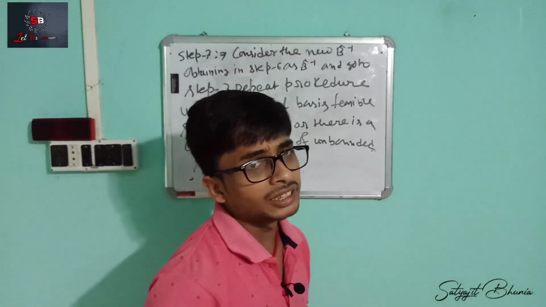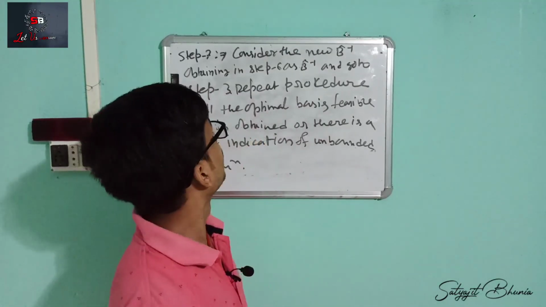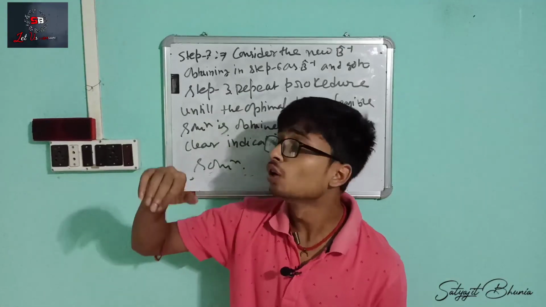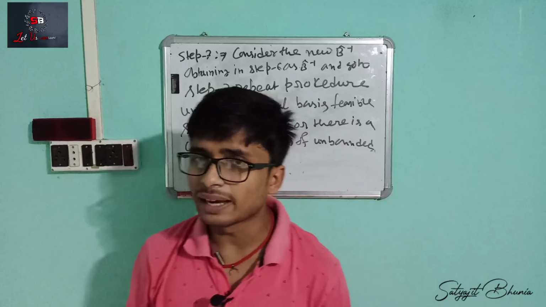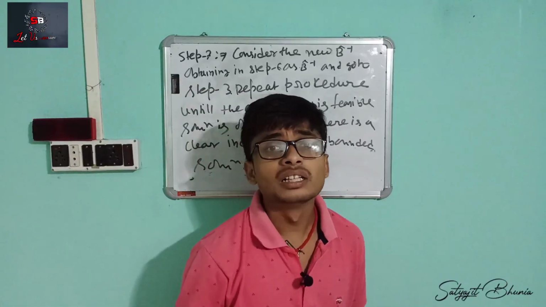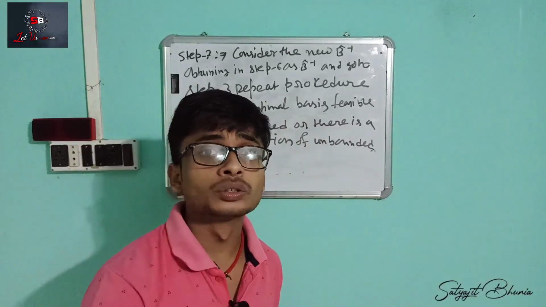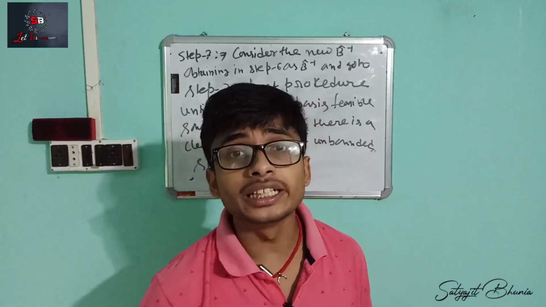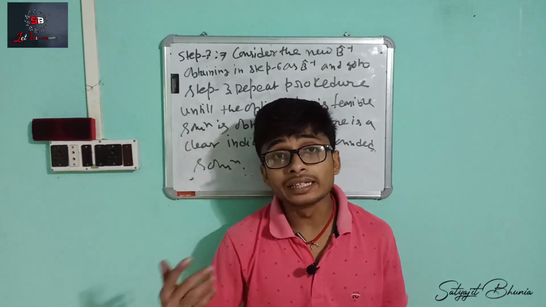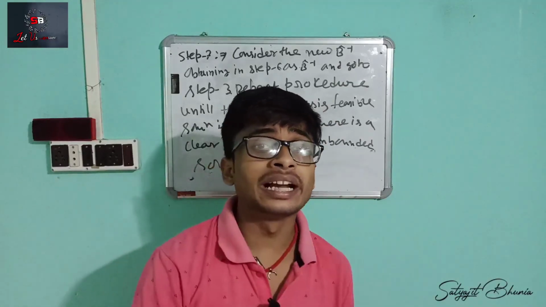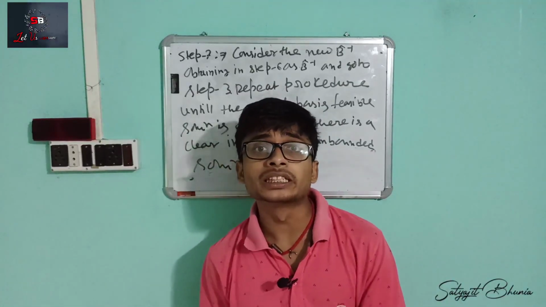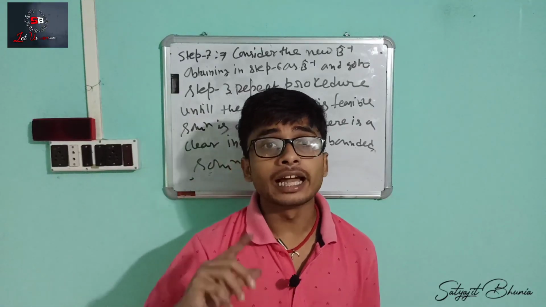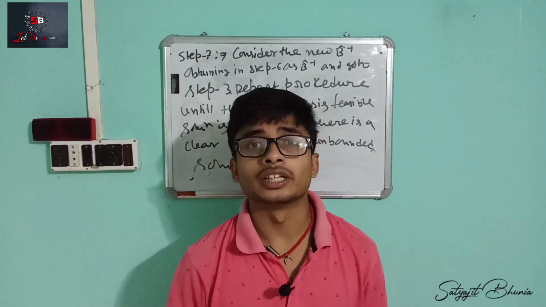So in step 7 we consider the new B cap inverse obtained in step 6 as the B cap inverse, and go to step 3, and we will continue the procedure until either we get some optimal basic feasible solution, or there is an indication that there will be an unbounded solution.